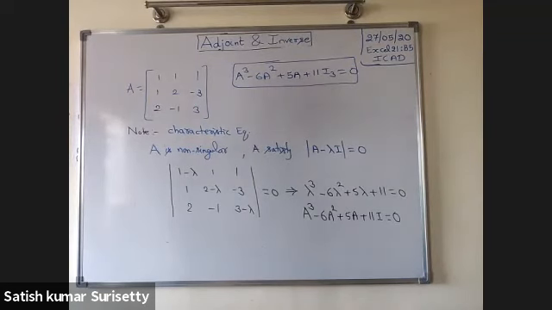So the characteristic equation is determinant of A minus lambda I equal to 0. When you expand, you get a cubic equation in lambda, and replace lambda with A. Then you will get the given polynomial.